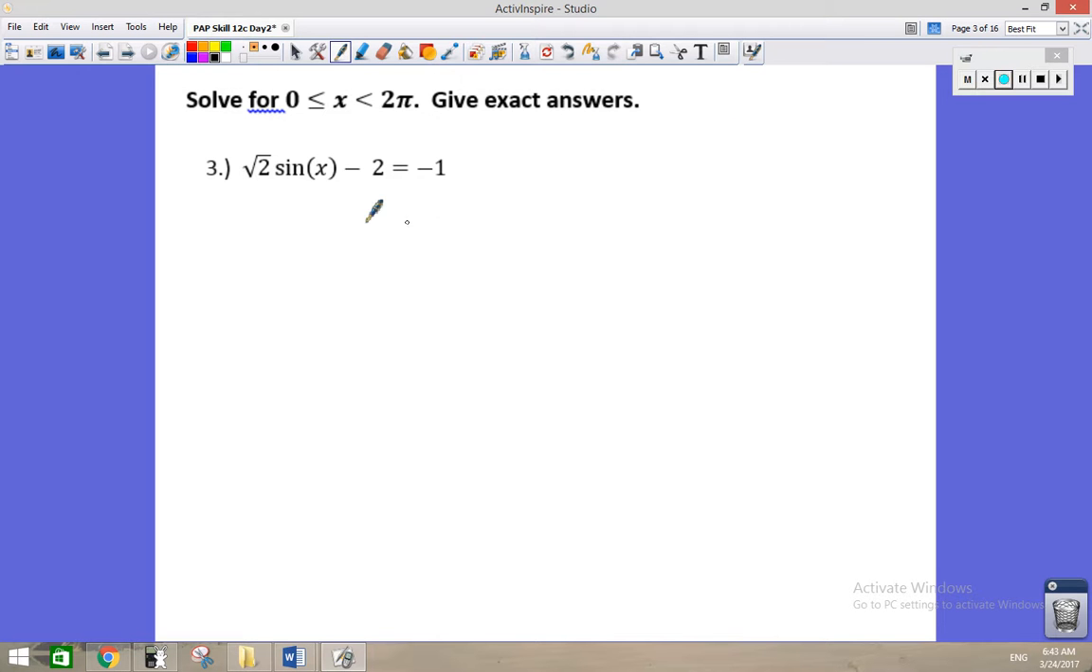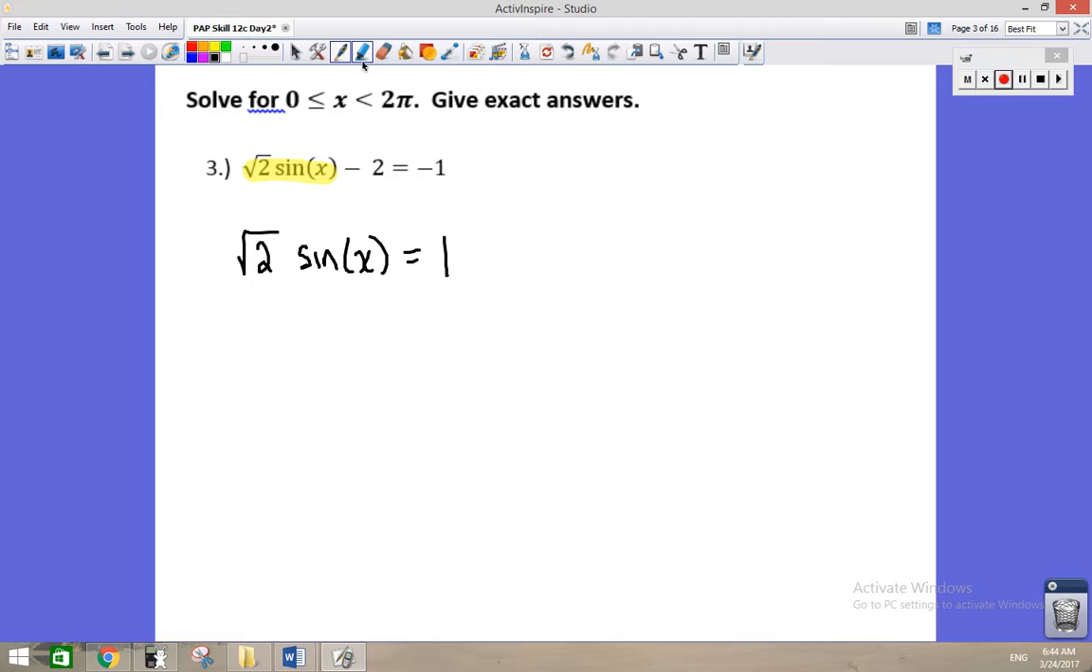We need exact answers. So we have this in one trig function, sine of x. Let's get on the left-hand side, I see two terms. The term that has our variable of interest is the first term. So let's get that term by itself by adding 2 to each side of this equation. And if I add 2, 2 minus 1 is 1.